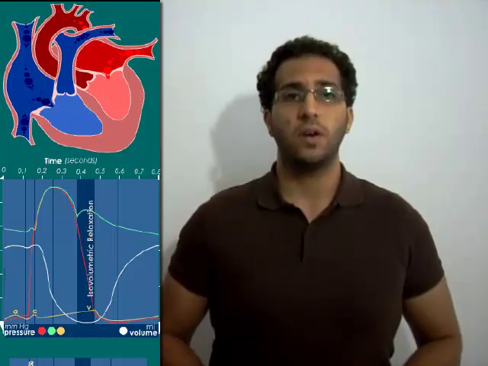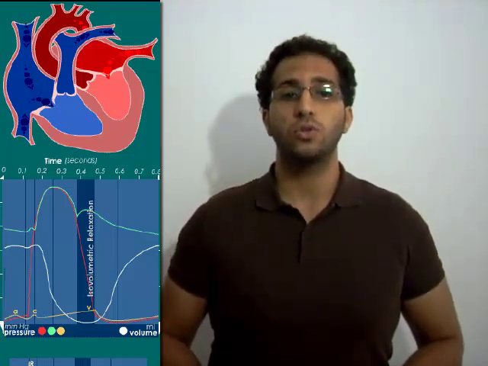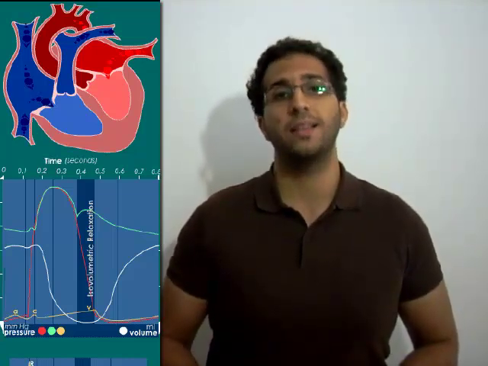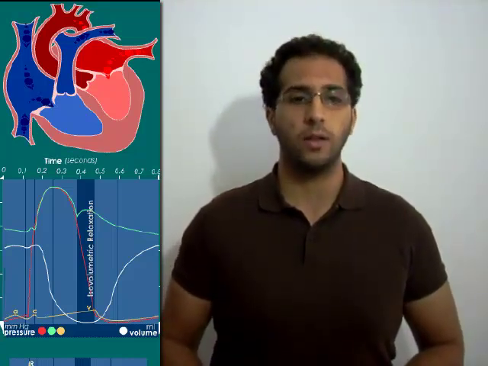The pressure in the ventricles, which is in red, continues to drop. The ventricular volume, which is in white, is at minimum and is ready to be filled again with blood.